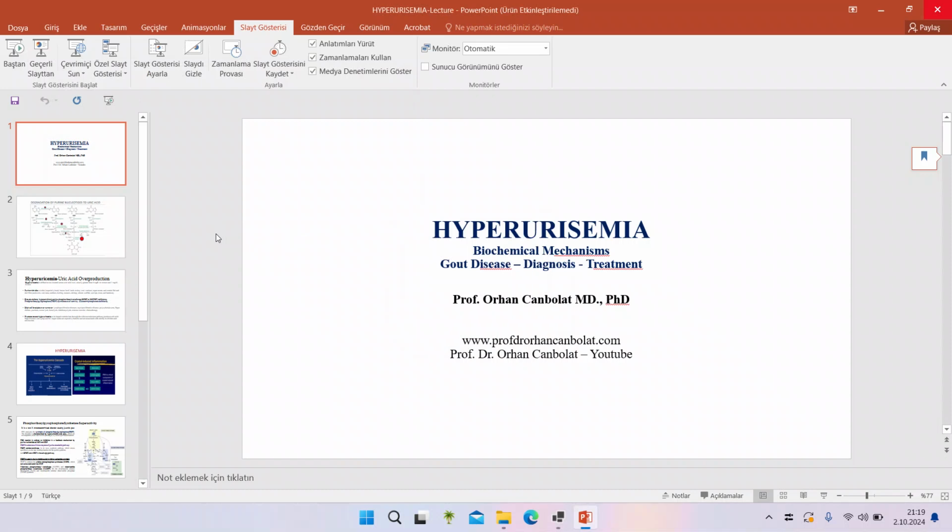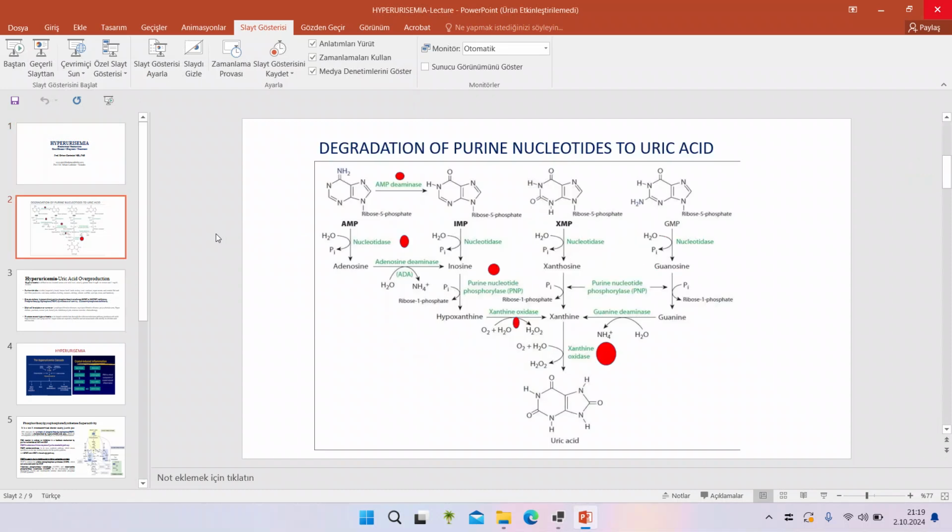I will start the degradation pathway with AMP and GMP. All enzymes involved in the degradation pathway, adenine deaminase, 5' nucleotidase, purine nucleoside phosphorylase, guanine deaminase, and xanthine oxidase have clinical importance. Especially xanthine oxidase synthesizes uric acid from xanthine.